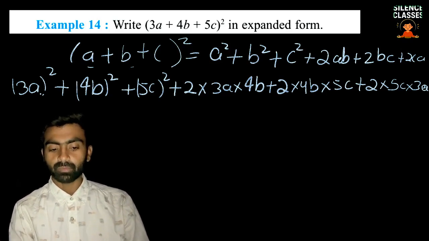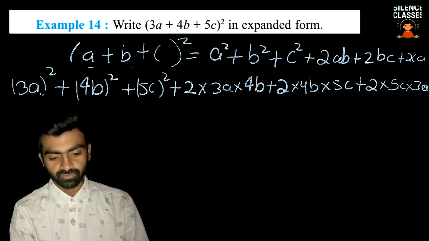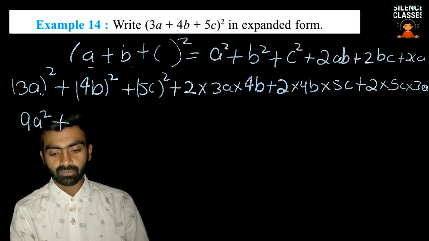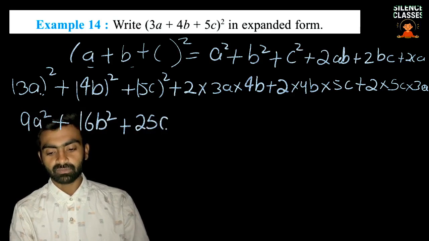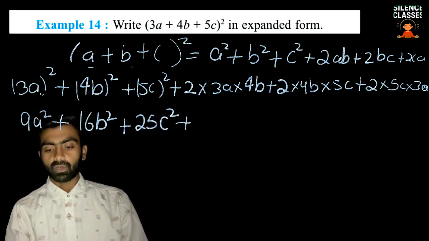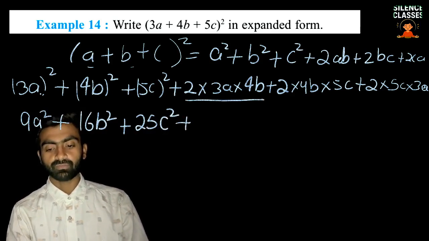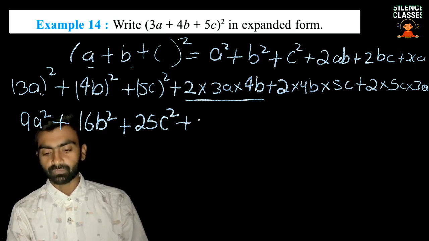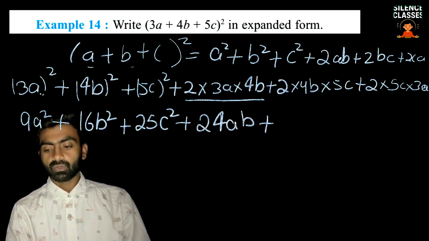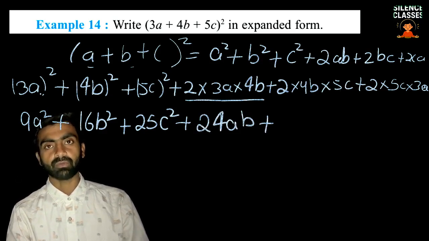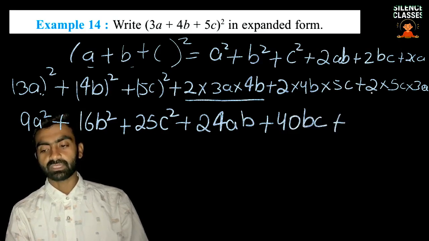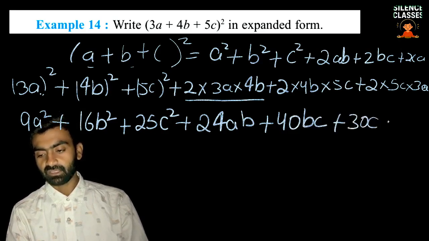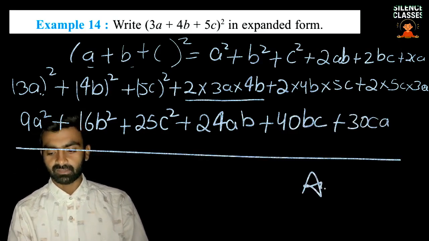3a square means 3 times 3 is 9a square, plus 4 times 4 is 16b square, plus 5 times 5 is 25c square, plus, now we have to multiply this: 3 times 4 is 12, and 12 times 2 is 24, so 24ab. 5 times 2 is 10, and 10 multiplied by 4 is 40, so 40bc, plus 5 times 2 is 10 and 3 is 30ca, and this is the answer.